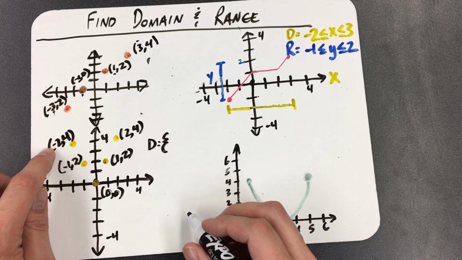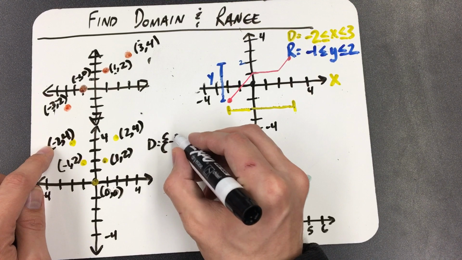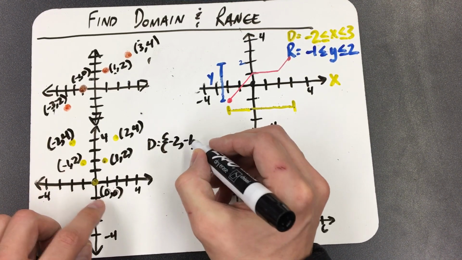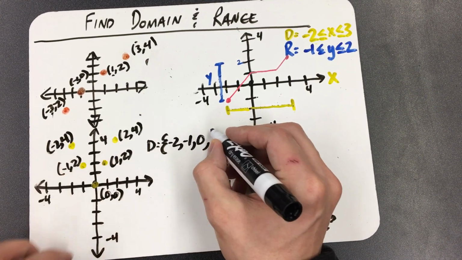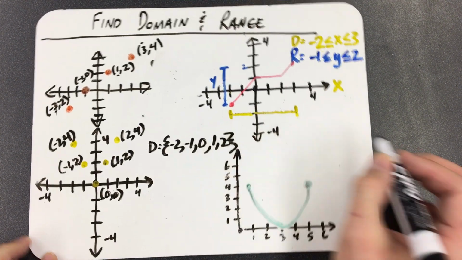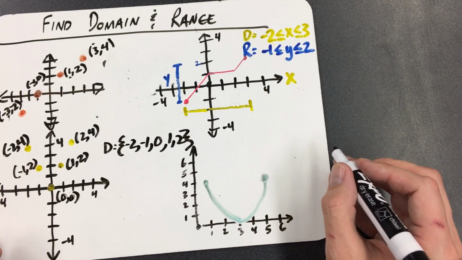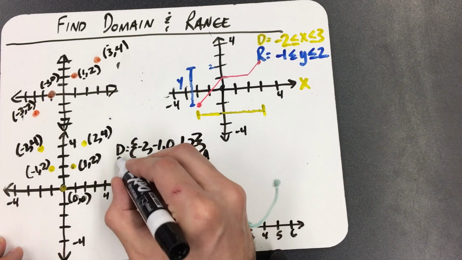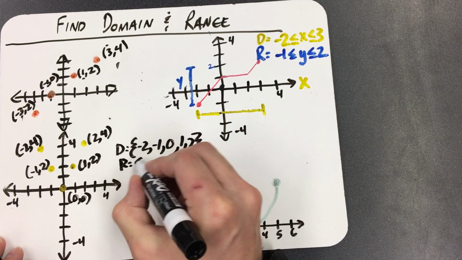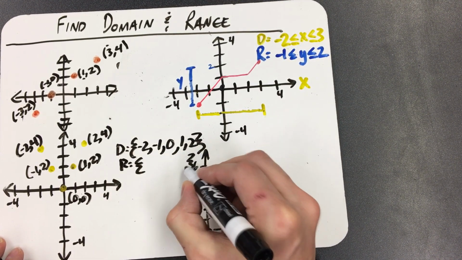Remember, the domain is just a list of all of the x coordinates. And so the x coordinates are going to be the first number in each parentheses: -2, -1, 0, 1, and 2. Easy. Because these are separate dots, I'm just going to put them in a list. The range is all of the y coordinates, the second number in each ordered pair here.